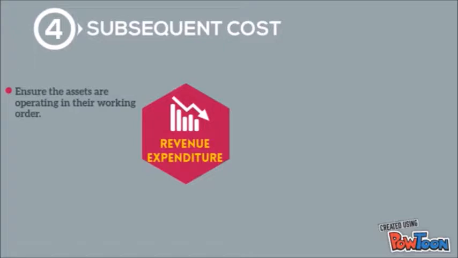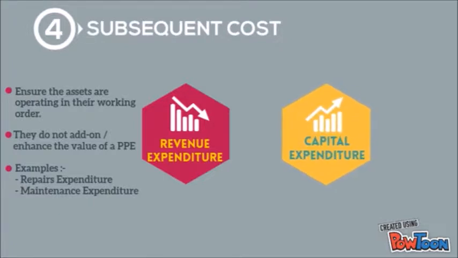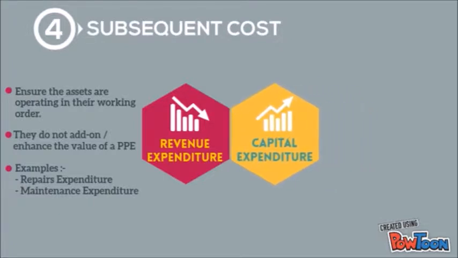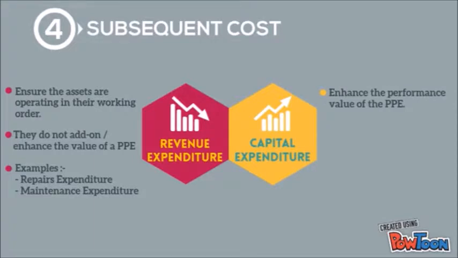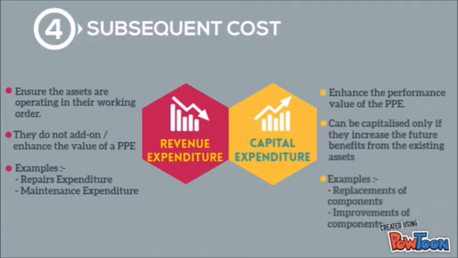There are two subsequent cost. Revenue expenditure is to ensure the assets are operating at their working order, they do not add on or enhance the value of PPE, for examples of repair expenditure and maintenance expenditure. Next is capital expenditure is to enhance the performance of PPE, can be capitalized only if they can increase the future benefits from the existing assets. For examples of replacement and improvements of components.